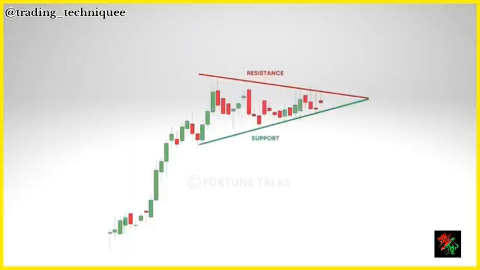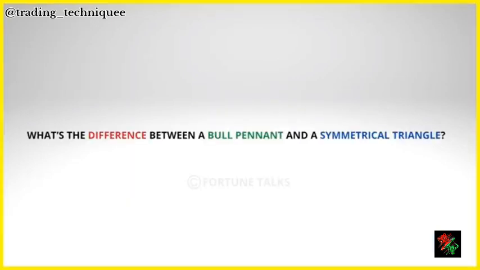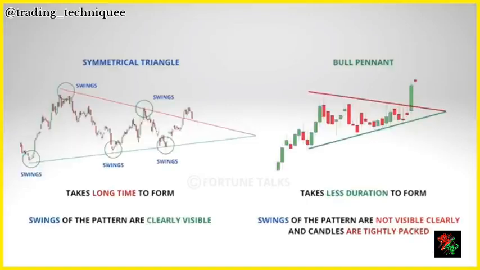Now you may ask, what is the difference between a bull pennant and a symmetrical triangle? Because they both look similar. Now the answer is quite simple. The difference is in the duration of their formation. With a symmetrical triangle, you can clearly see the swings of the pattern. However, the candles of the bull pennant are too crowded and too volatile for you to see the swings.